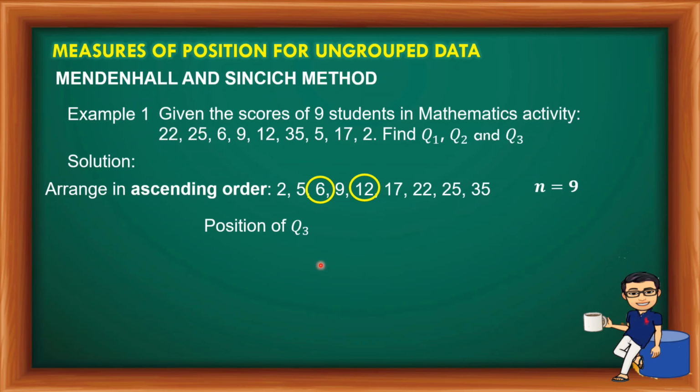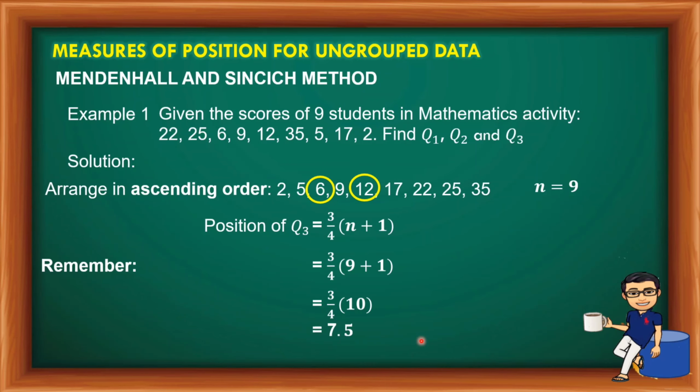Quartile 3 or the position of quartile 3 gamit ang formulang 3/4 times the quantity n plus 1. So ang n natin ay 9. So substitute natin yan. 9 plus 1, and that's 10. Then 10 times 3 is 30. Divide 4. The answer is 7.5.